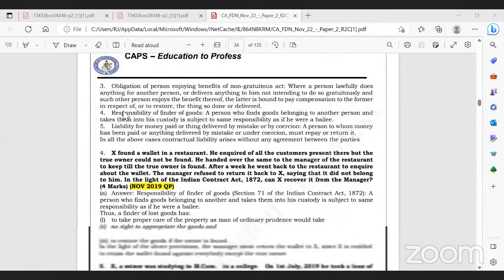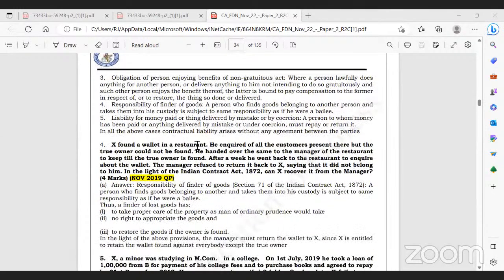So all the theory. So next question. X found a wallet in a restaurant. He inquired of all the customers present there, but the true owner could not be found. He handed over the same to the manager of the restaurant to keep till the true owner is found. After a week, he went back to the restaurant to inquire about the wallet. The manager refused to return it back to X.